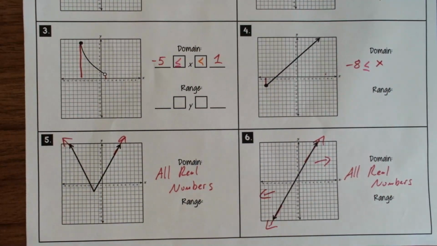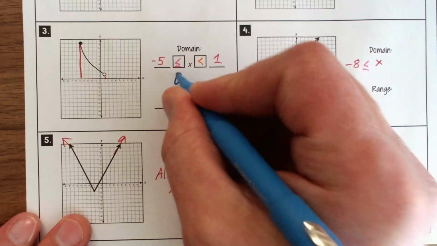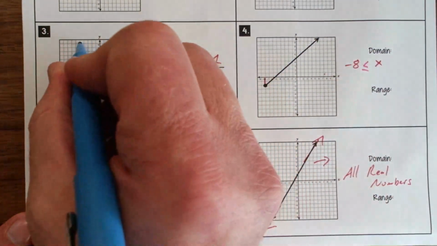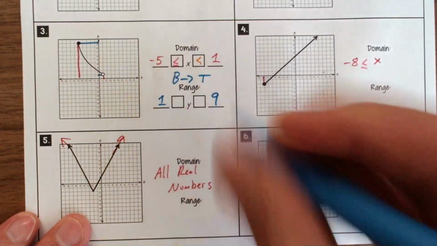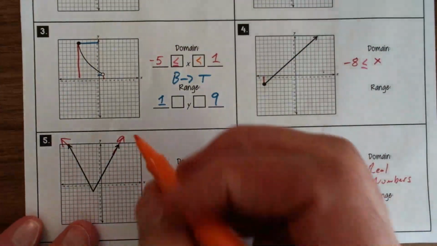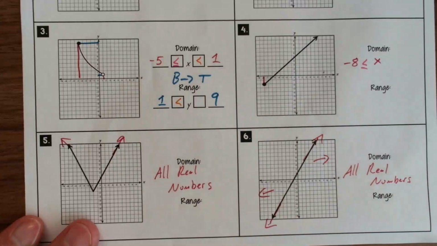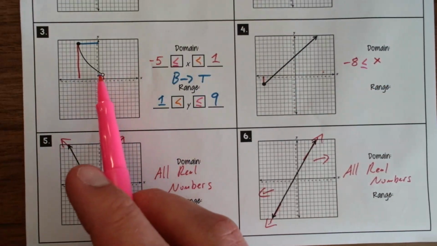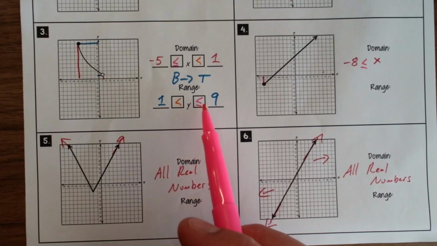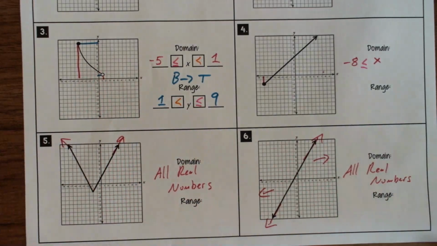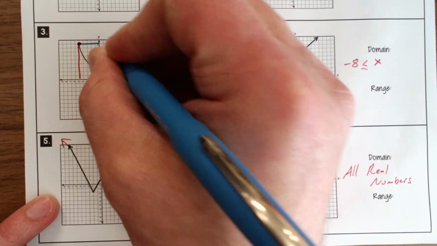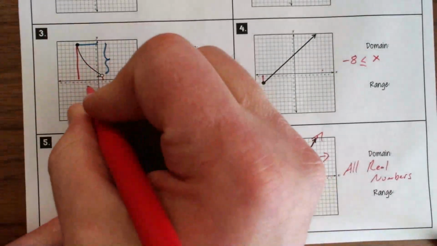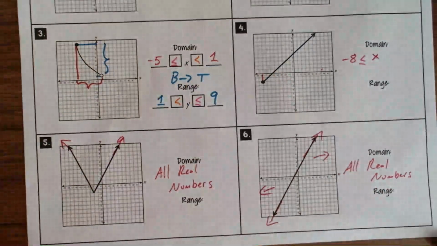In problem number 3, again, bottom to top. My bottom part of my graph is 1. The top part of my graph looks like 9. The bottom part is open. The top part is closed. So it is 1 is less than y is less than or equal to 9. So this is the extent and the stretch of my range. And again, my domain would be this tight area from here to here.